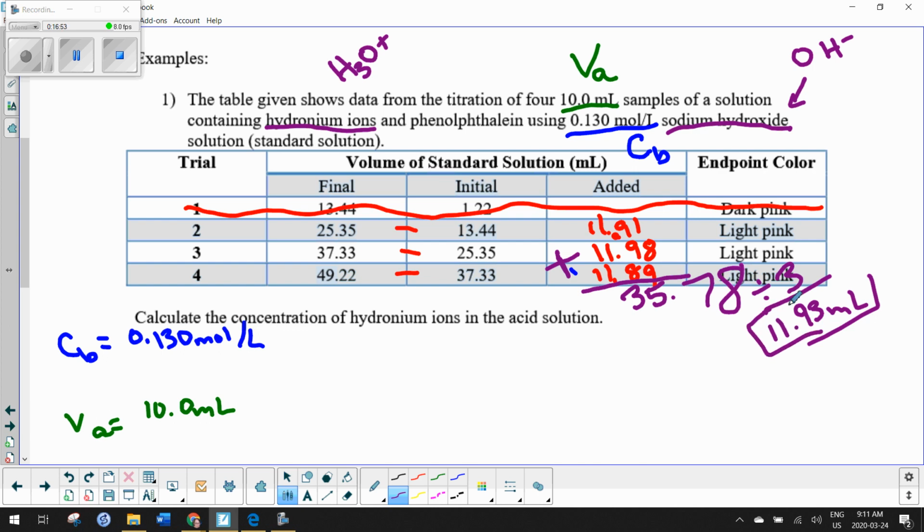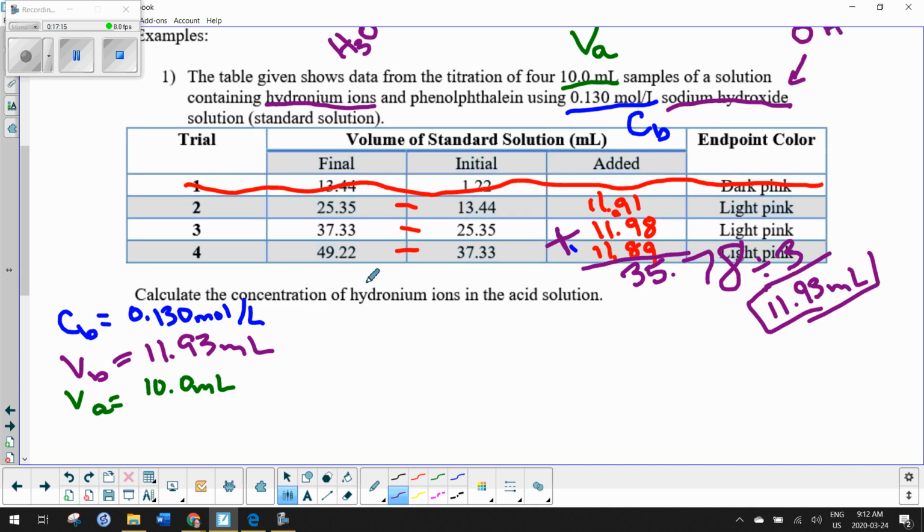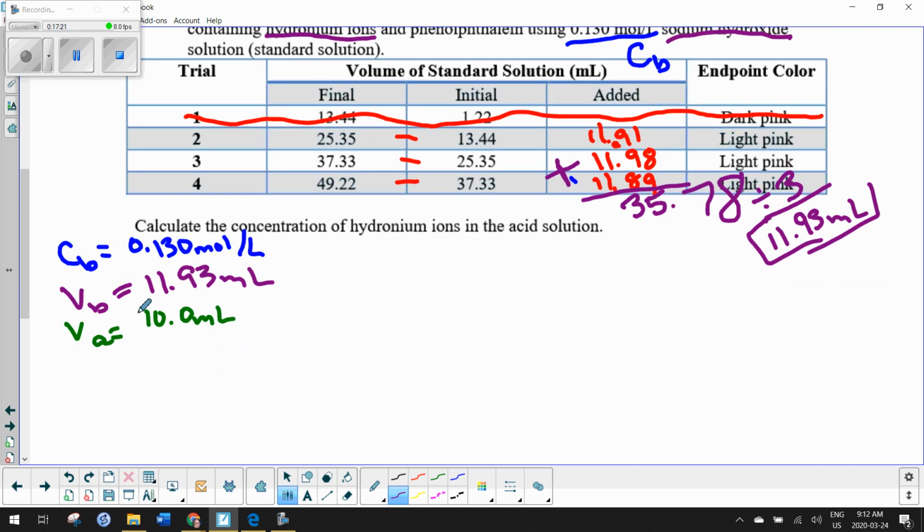Okay. So this was the volume of your standard solution. So this has to be the volume of my base, which is 11.93 milliliters. That was a lot of work for just a small question. It says calculate the concentration of hydronium ions. So hydronium ions was acting as your acid. So we are trying to find Ca, which is our question mark.